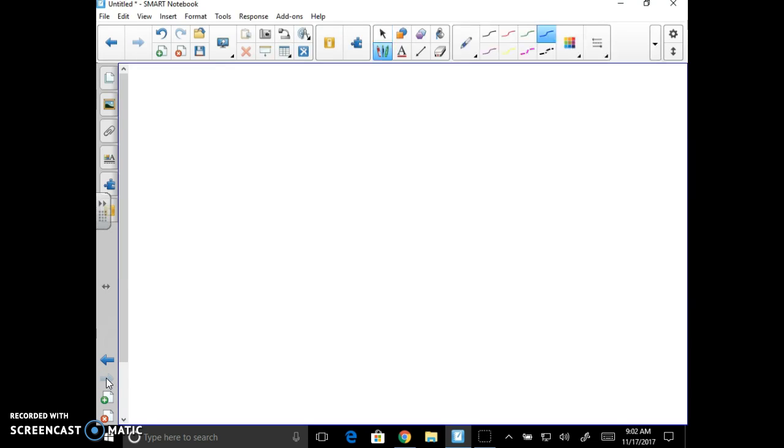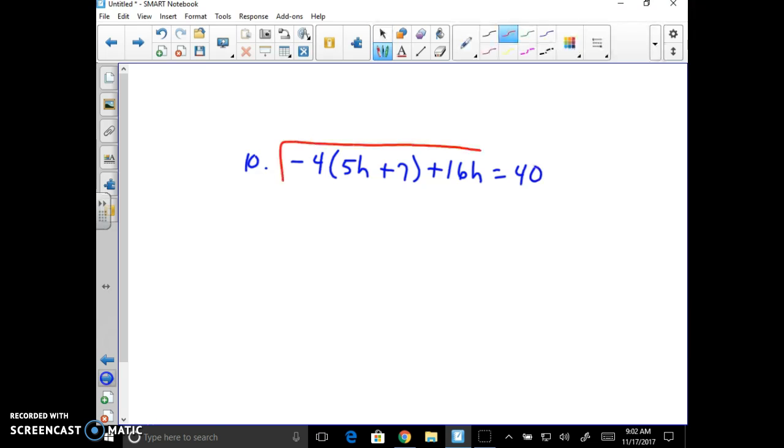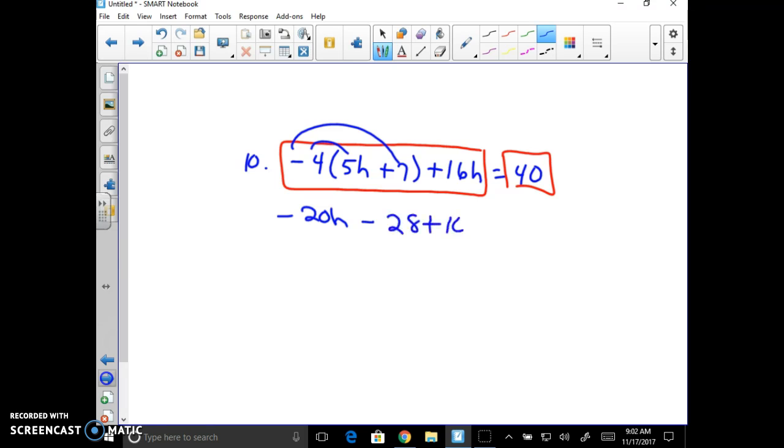Number 10. Negative 4 times 5h plus 7 plus 16h equals 40. Wow, that's a long one. So box. So when you distribute the negative 4, you get negative 20h. Negative times a positive is negative. 7 times 4 is 28. Plus 16h equals 40. Box again, because you're going to combine like terms inside that box.